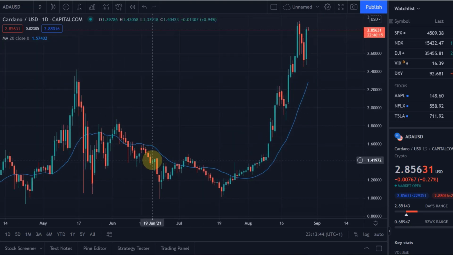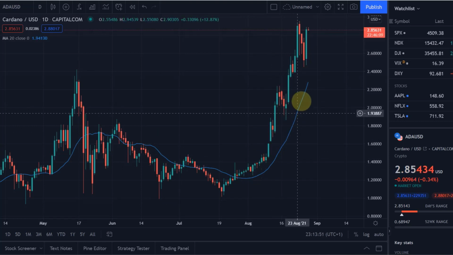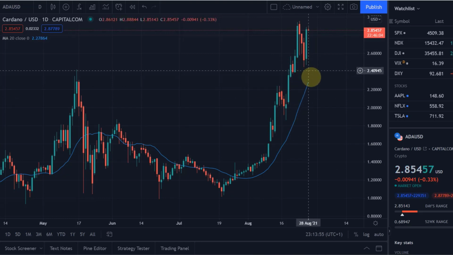So it was a bit difficult to make out whether we were in a downtrend or an uptrend here, but then here very clearly we are in a clear uptrend, always above that moving average. So that is very bullish. And then, for example, if you drop below that moving average again, that is a bearish indicator.